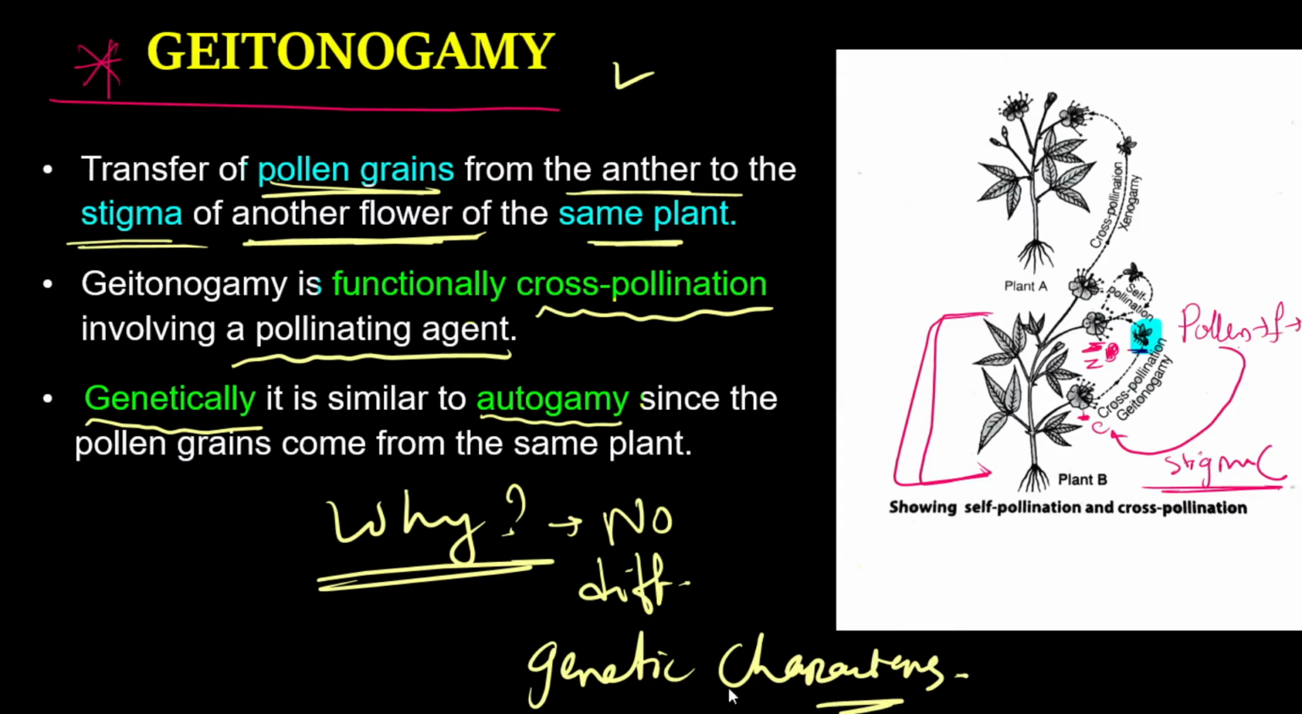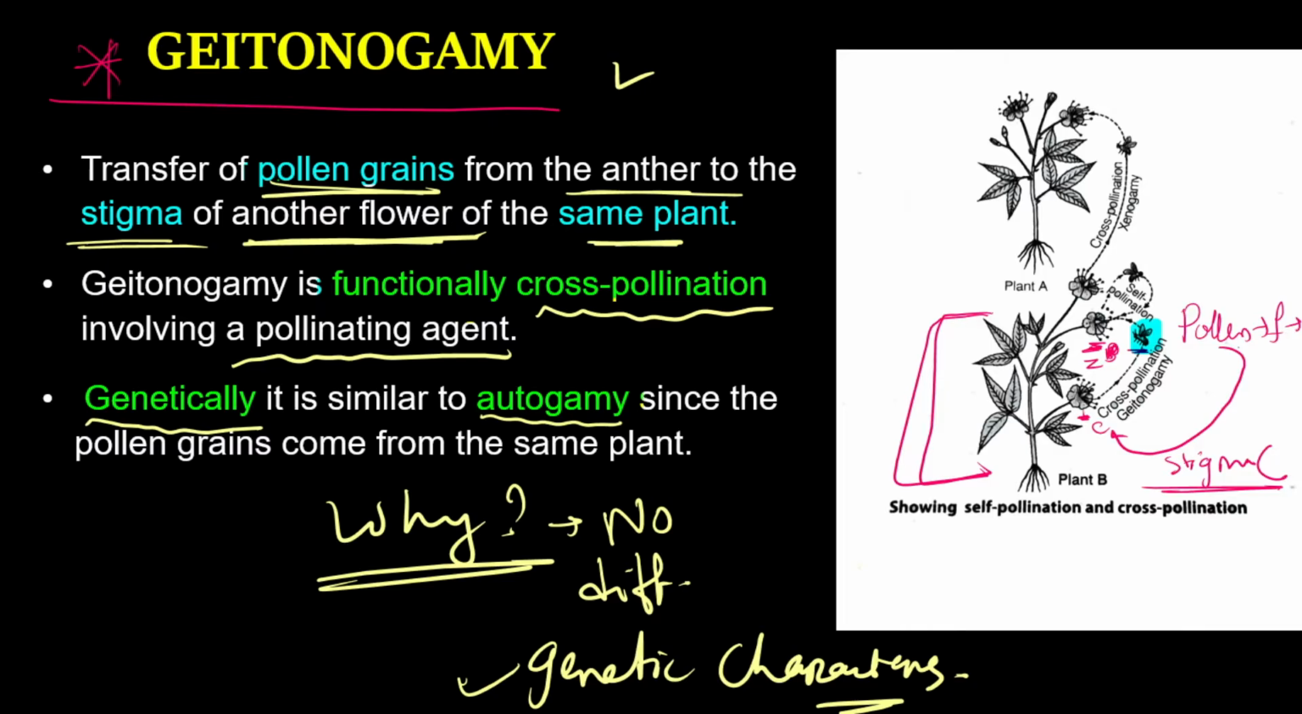That is the reason why, in the process of zetonogamy, functionally it is cross pollination, but genetically it is similar to autogamy, because there is no change in genetic characters. That is it. Okay.